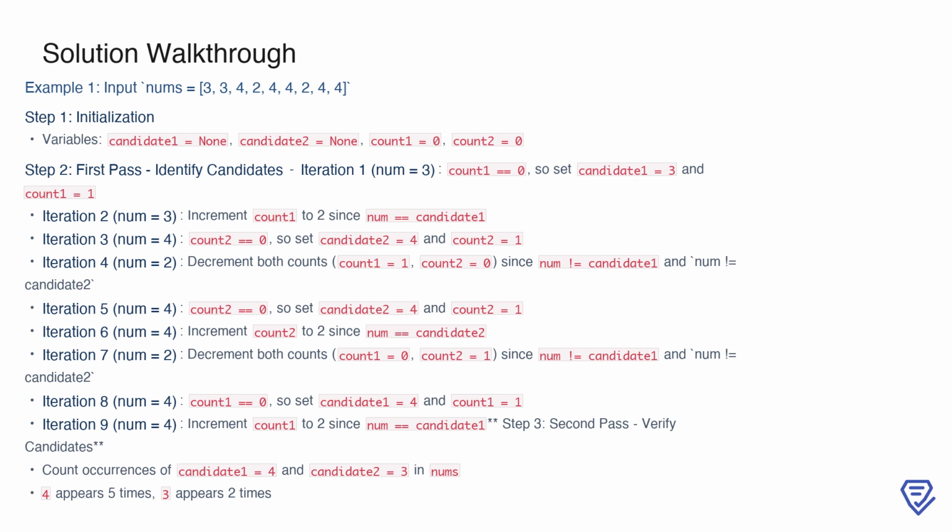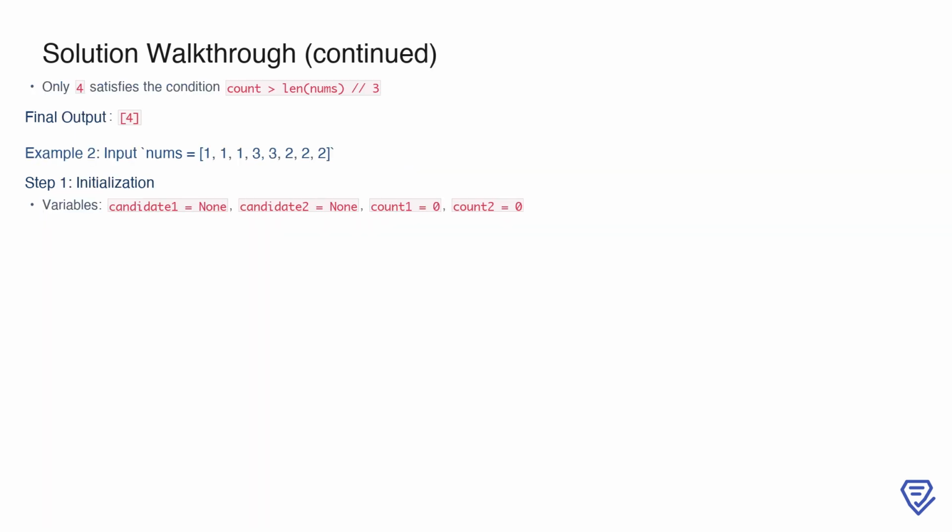In the second pass, we verify these candidates by counting their actual occurrences in the array. 4 appears 5 times and 3 appears 2 times. Only 4 satisfies the condition that its count is greater than len(nums) // 3, which in this case is 9 // 3 equals 3. Since 4 appears more than 3 times, it is the majority element. Therefore, the final output for this example is 4.